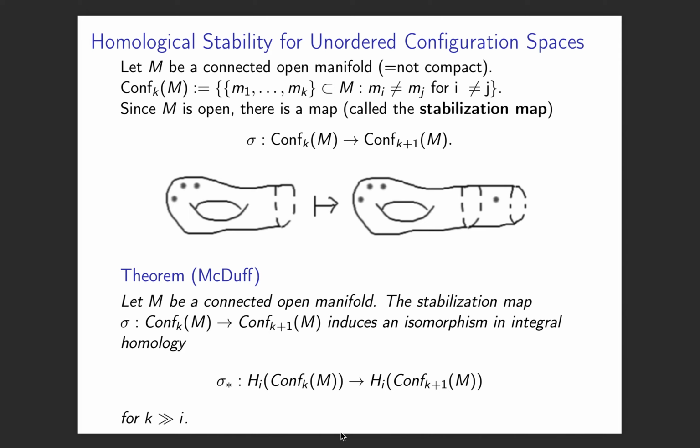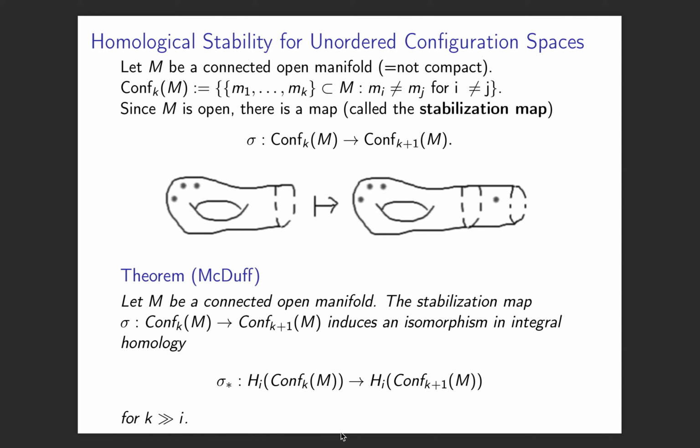Now, since M is open, there's a map called the stabilization map from the configuration space of k points on M to the configuration space of k+1 points on M. Sometimes this is known as bringing a point in from infinity. The idea is you fix an embedding of R^n, where n is the dimension of the manifold, disjoint union the manifold, into the manifold itself, and you bring in a point that way.